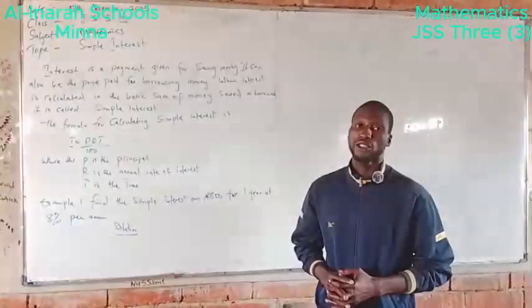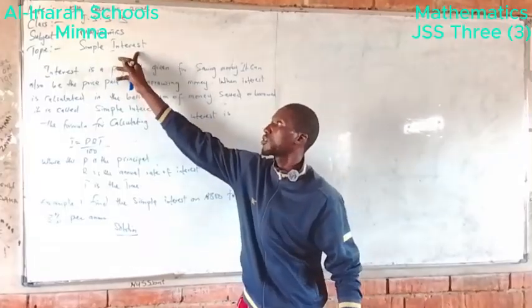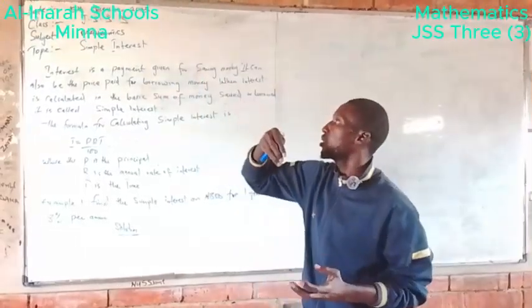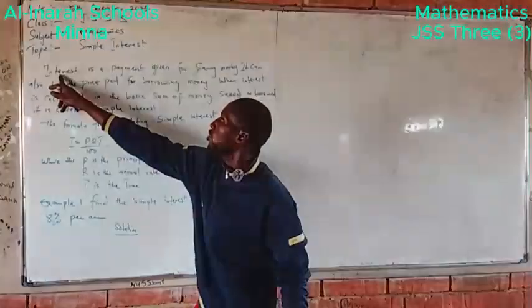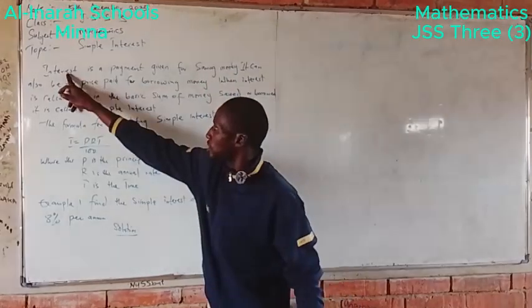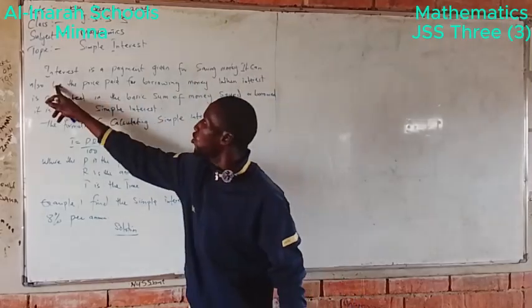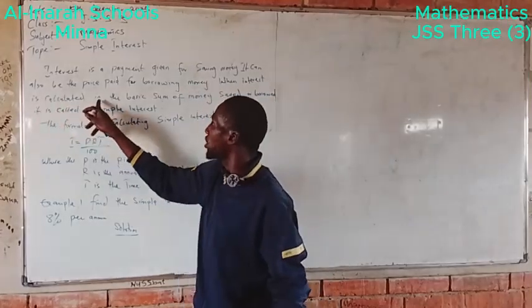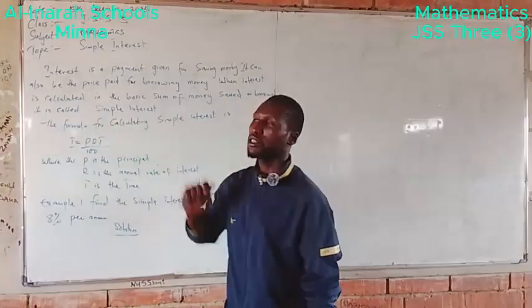I'll be teaching mathematics in JSS Three, and today's topic is what? Simple interest. Whenever we say simple, it is something very easy, while interest is a percentage attached to the money being given to you. Now, interest is a payment given for saving money. It can also be a price paid for borrowing money. When interest is calculated on the basic sum of money saved or borrowed, it is called simple interest.